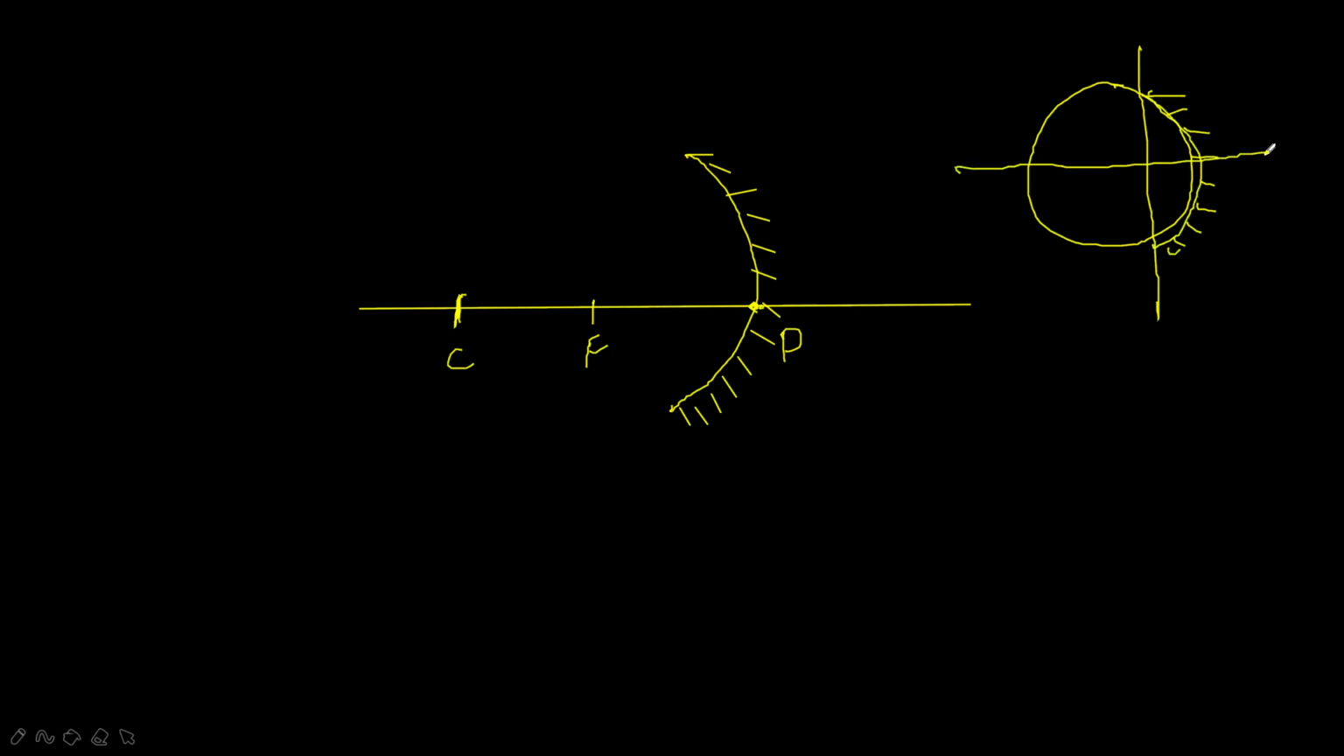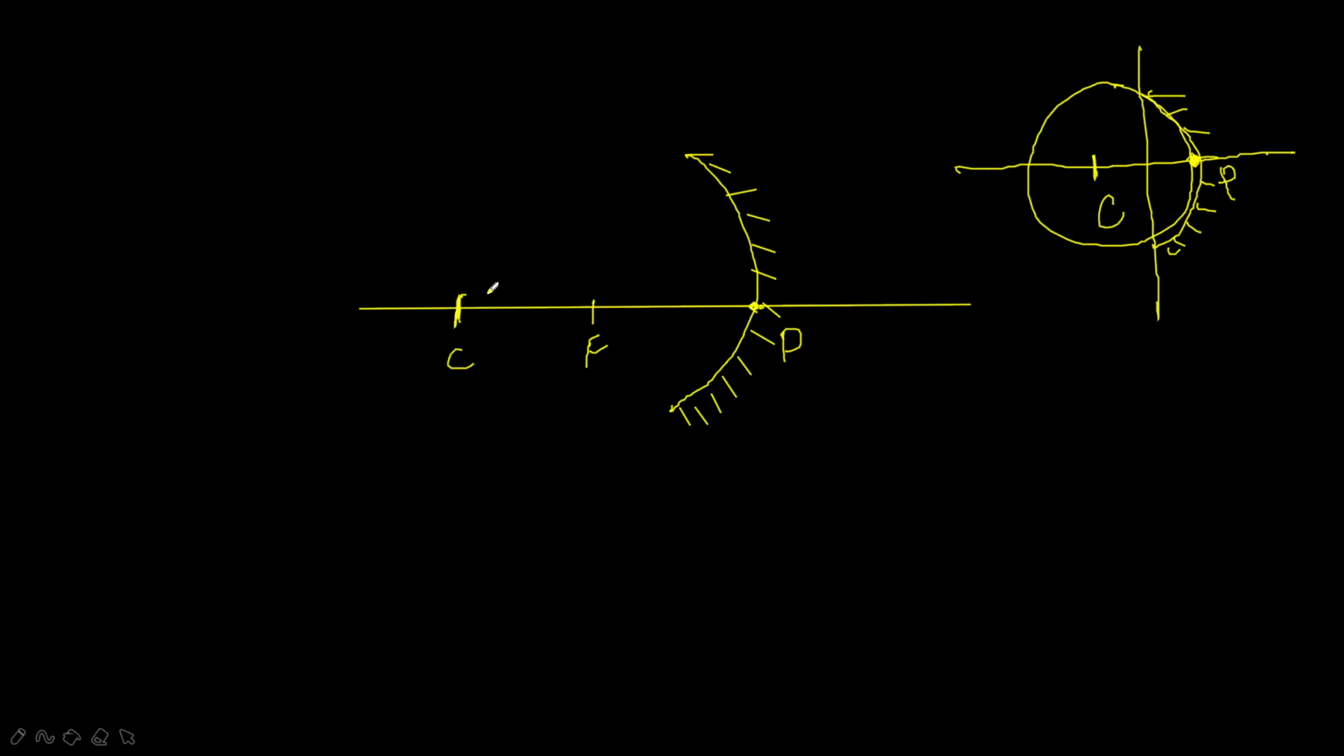The imaginary line which is passing through this reflecting surface is called the principal axis. The center of that reflecting surface is called the pole, and the center of that sphere is called the center of curvature. This is the geometric center of the hollow sphere, the center of curvature of this spherical mirror.